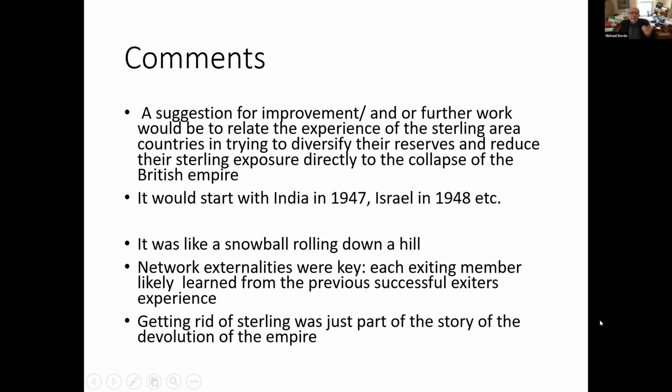So a suggestion for improvement or further work could be to relate the experience of the sterling area countries in trying to diversify their reserves and reducing their sterling exposure directly to the collapse of the British Empire. So she'd start the story with India in 1947, Israel in 1948, etc. And it's like a snowball rolling down a hill. The network externalities are the key thing, and each exiting member likely learned from the previous successful exiters. So getting rid of sterling is just part of the story of the devolution of the empire.